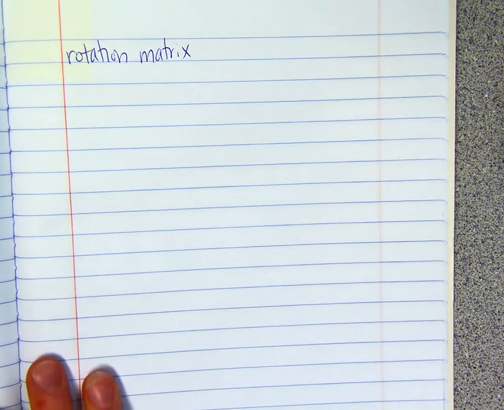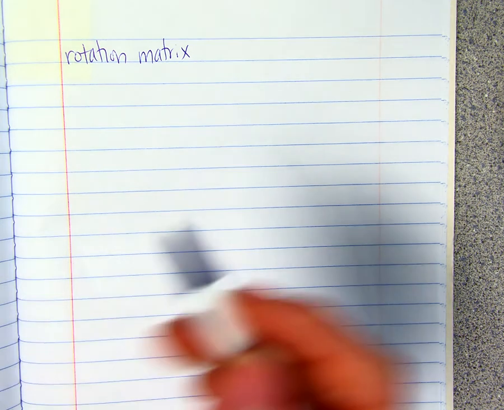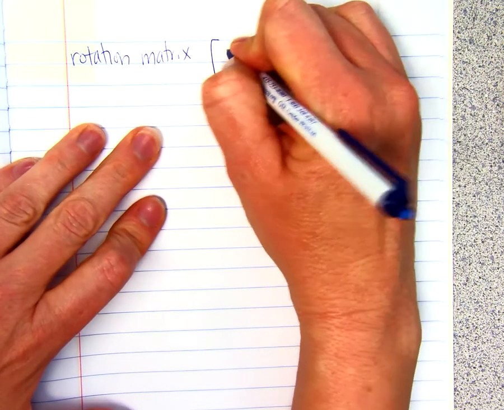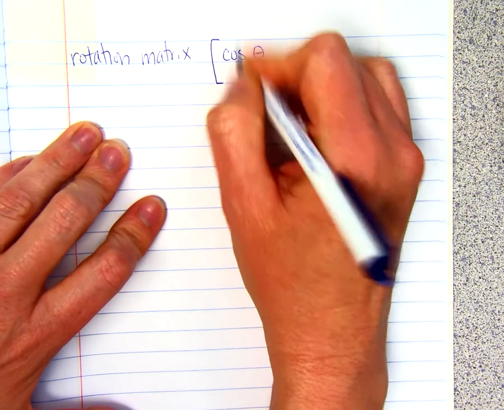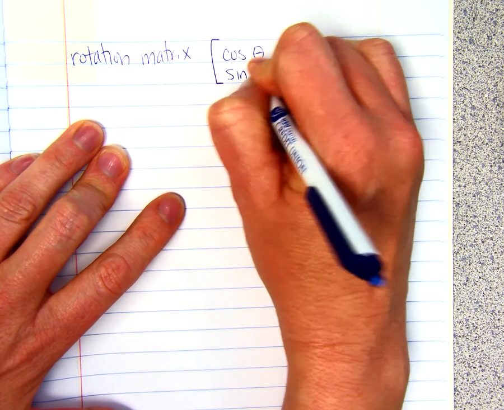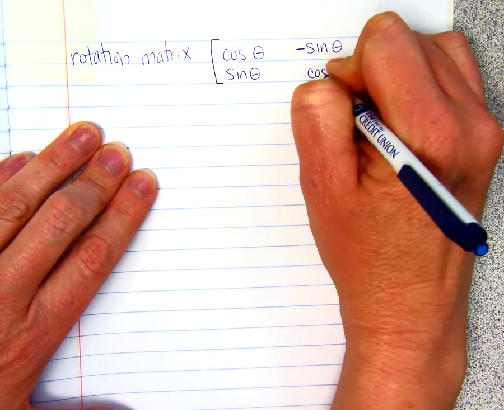Okay, so we do have to go over using a rotation matrix. The sum identities for sine and cosine can be used to derive a matrix for rotating a point in a plane. So to rotate a point P, x comma y, through an angle theta, you can use this matrix. It's cosine theta, and in the first column, the second row is sine theta. Then the second column would be negative sine theta and cos theta.